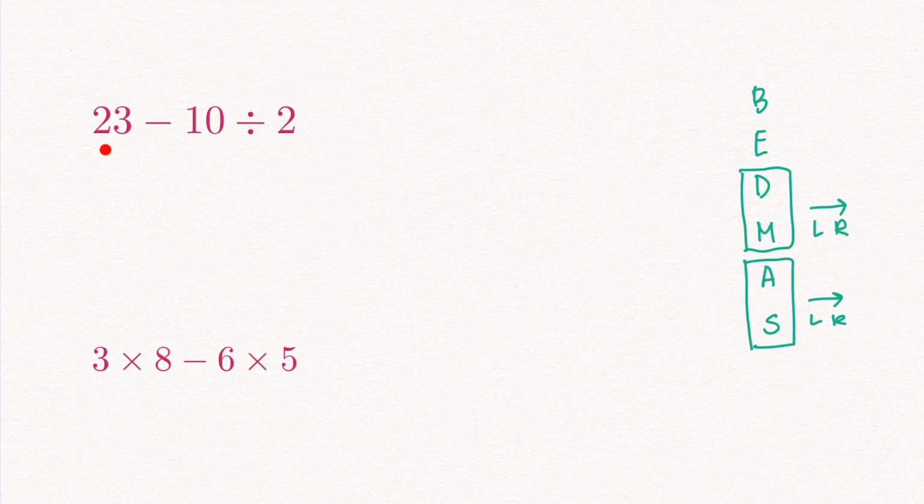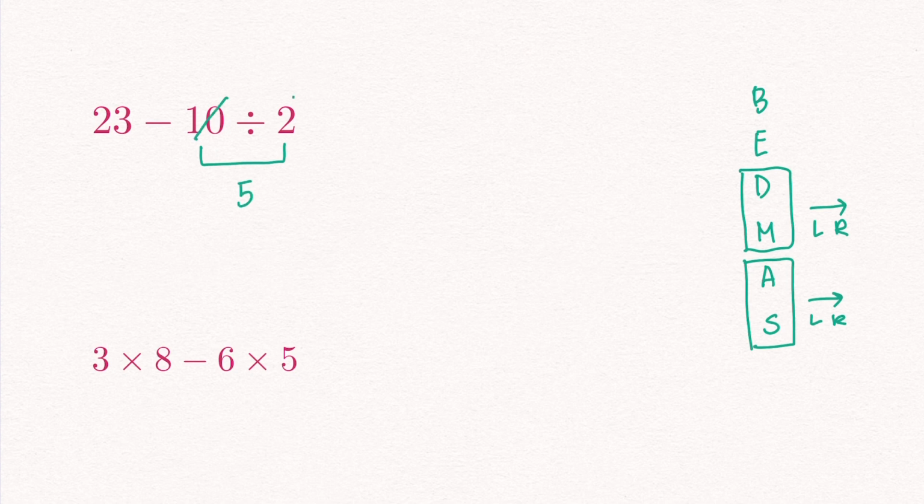Here we have 23 minus 10 divided by 2. We don't have a bracket, we don't see an exponent, but we see a division. So it means division has to be done first. So we have to do this part, 10 divided by 2, first. 10 divided by 2 is 5.